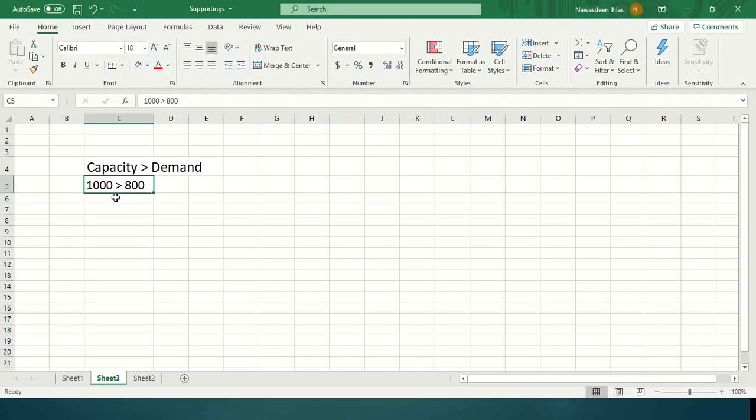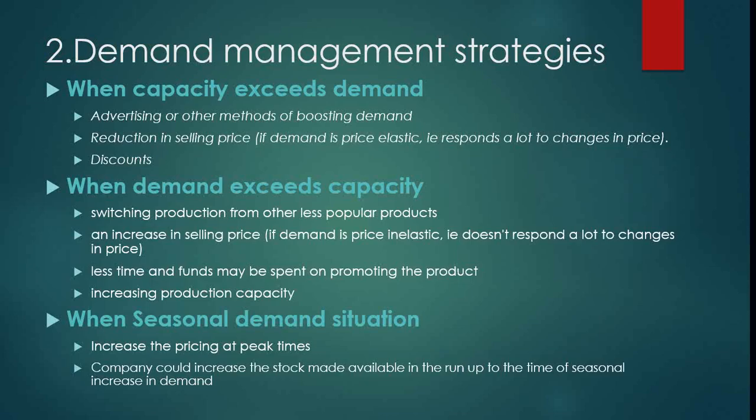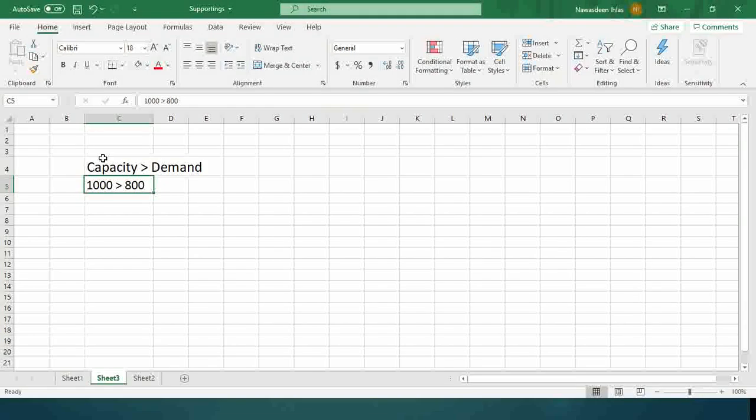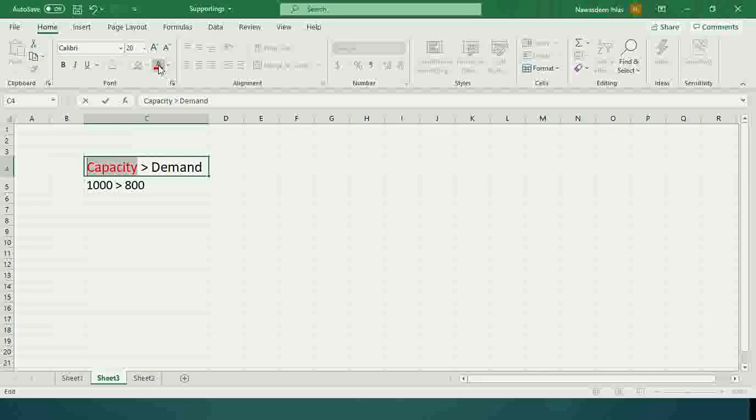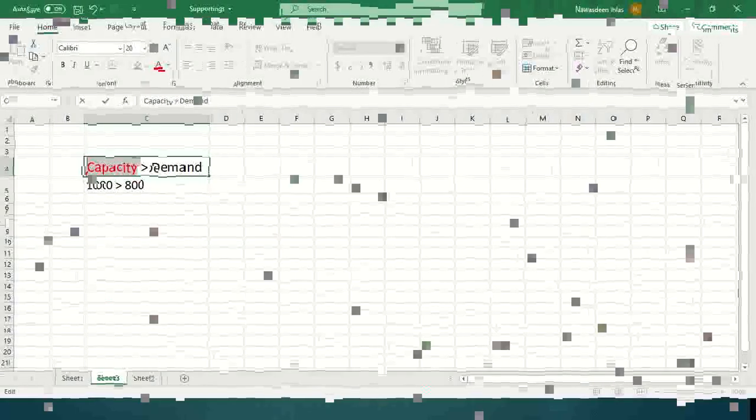So how are we going to manage this? This is our first scenario, when capacity exceeds demand. Here there's an issue, right? We have 1000 capacity but demand is less. So these are not matching. What can we do? We can manage two things: either we can manage our capacity, or we can manage our demand.